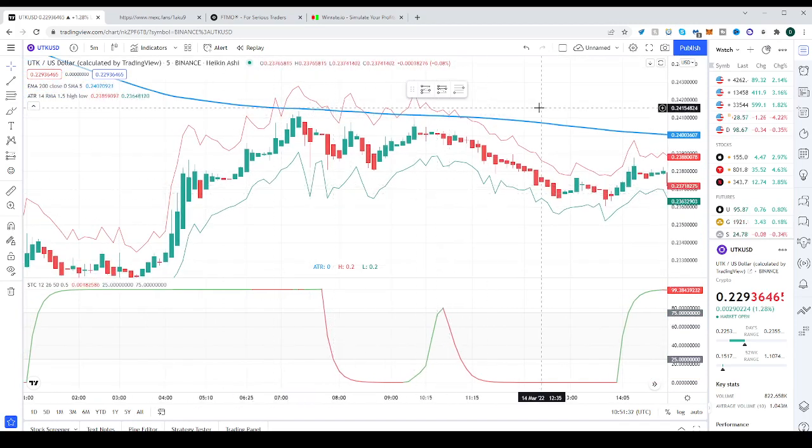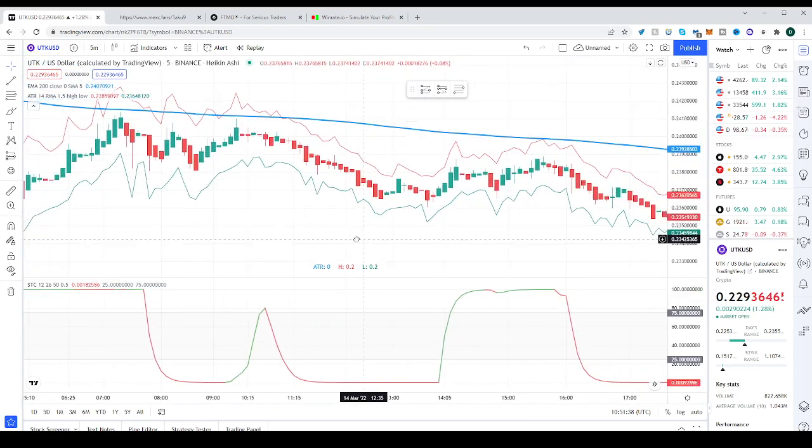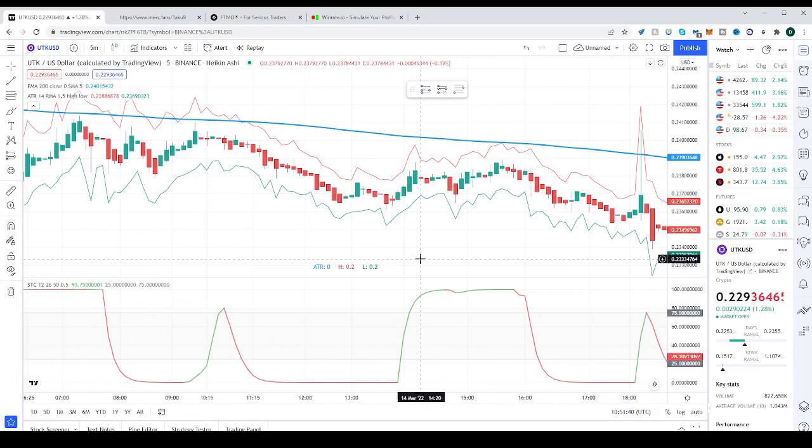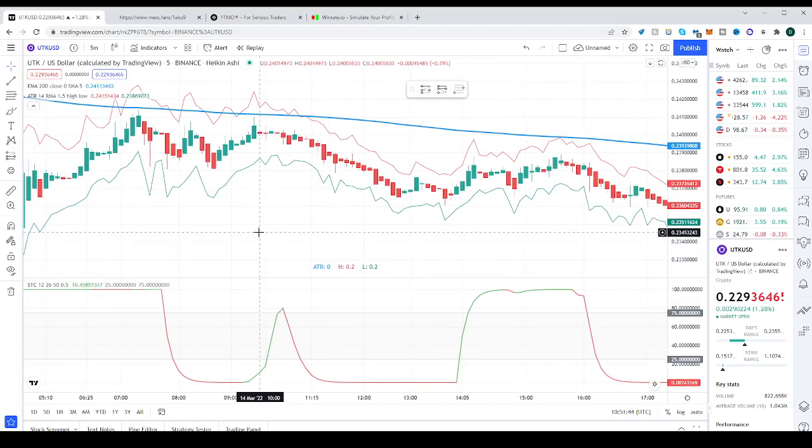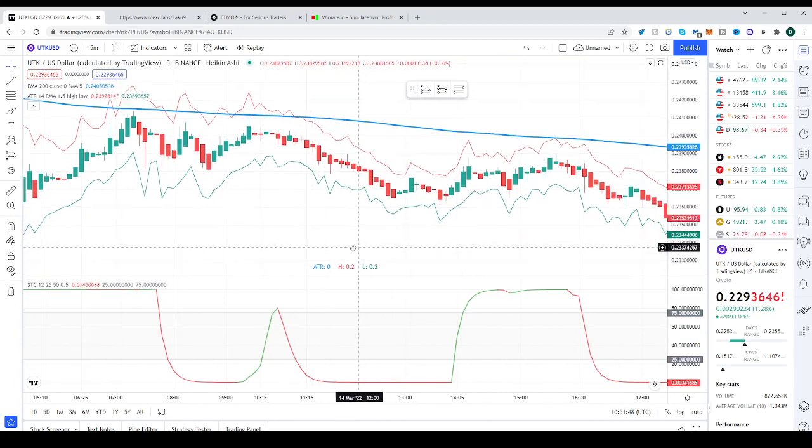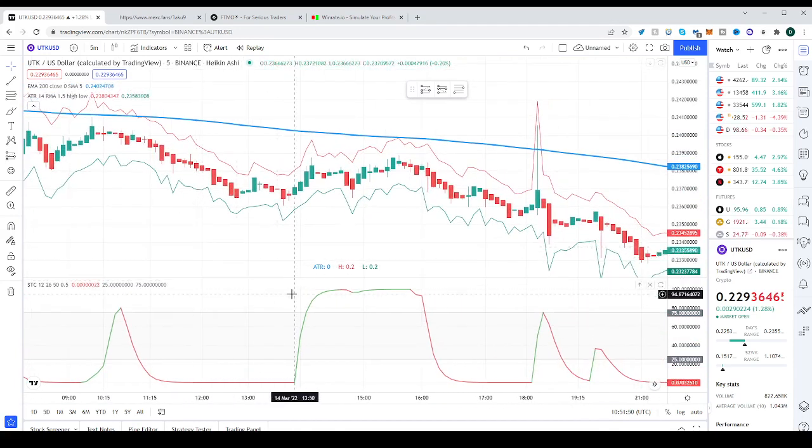EMA, I don't think that it needs much explanation. When it's above, possible drop. When it's below, possible increase. But you can't just follow one. You gotta use all your technical analysis skill and knowledge that you have to do successful trades, like in anything else. Okay, back to STC.